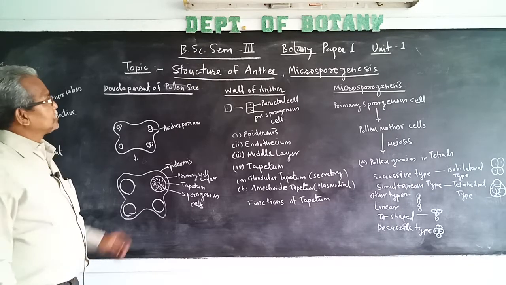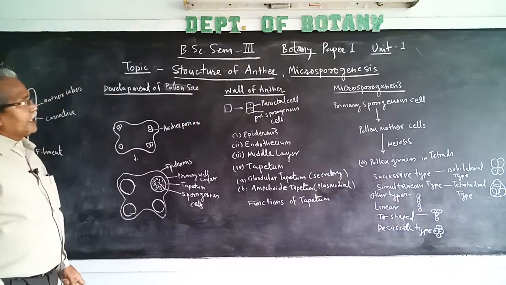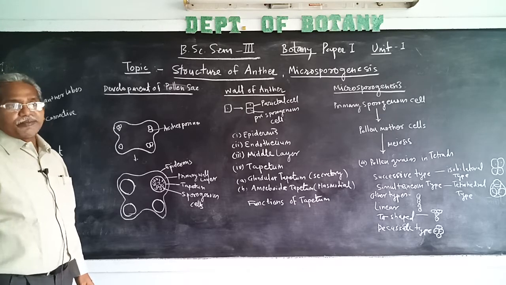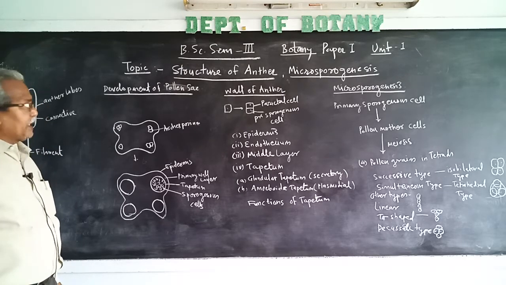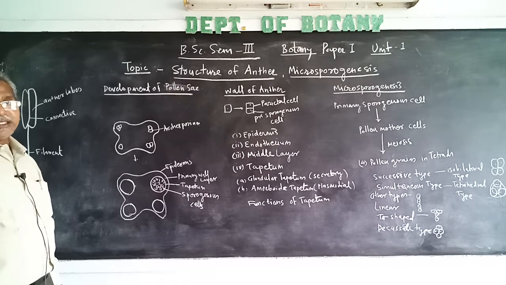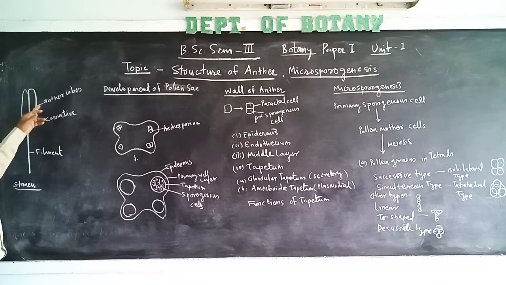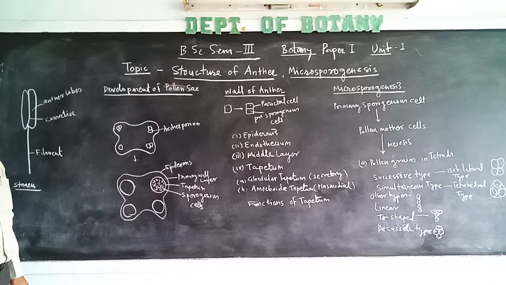Now we study the structure of the anther and microsporogenesis. The stamen is the male reproductive part of the flower of an angiospermic plant. Each stamen consists of three parts: filament, anther and connective. The anther consists of two lobes, and in each lobe there are two microsporangia or pollen sacs.